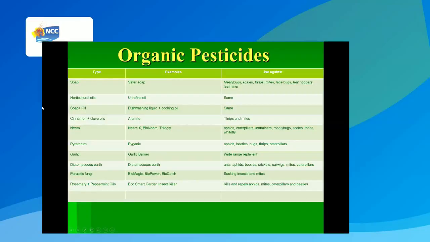Then there's a range. I had mentioned one or more of them during the earlier part of the presentation. There are different types of parasitic fungi that you can get now over the counter under the name of Biomagic or Biopower or Biocatch. And these are mainly targeting the sucking pests and the mites and can be very, very effective.